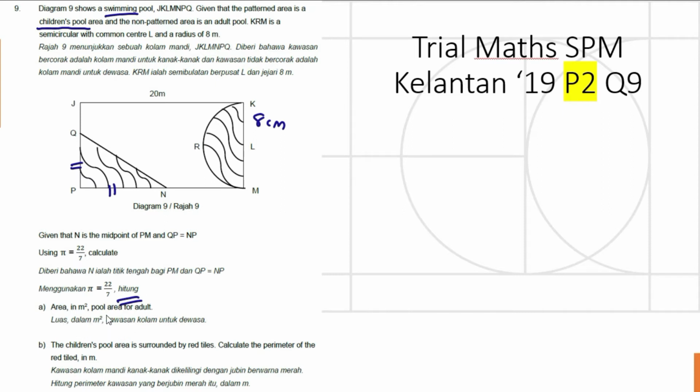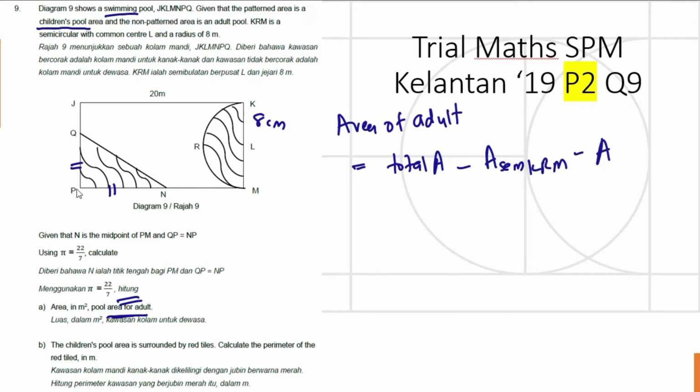So area for adult. We see here we have the total area of the square. So area of adult is equal to total area minus area of semicircle KRM minus area of triangle QPN.